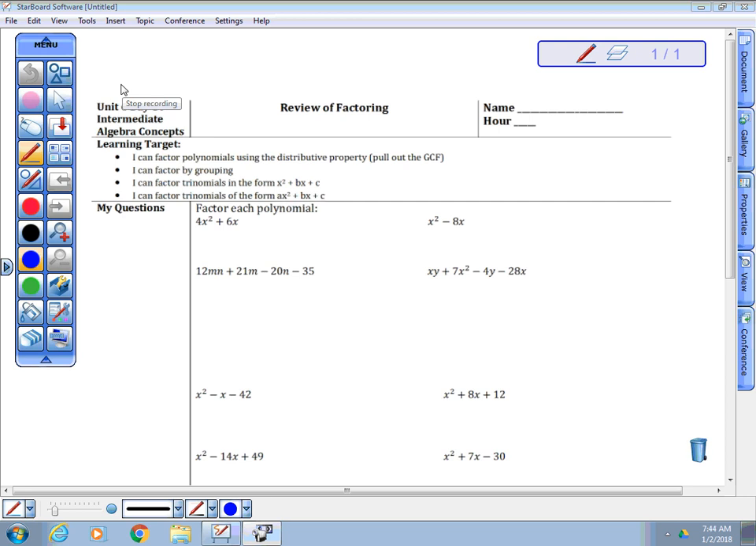Alright, today we're going to be reviewing factoring, and you can see our learning targets and the type of factoring that we're going to be looking at. So let's jump in here right away.